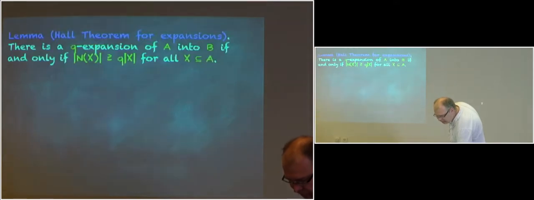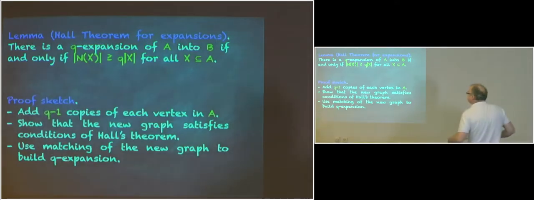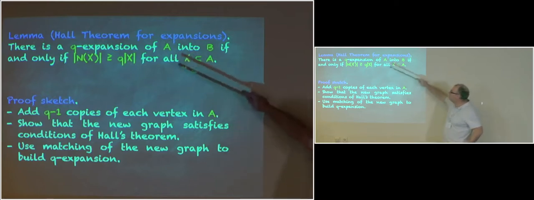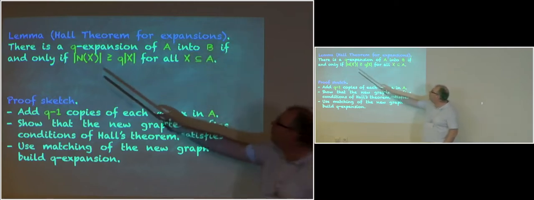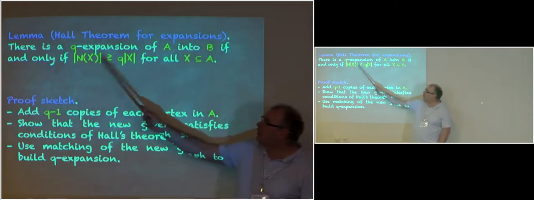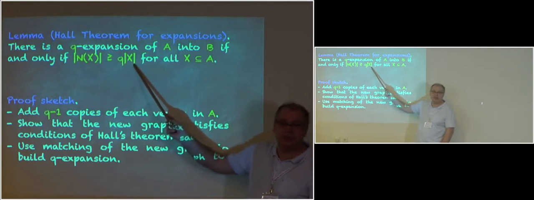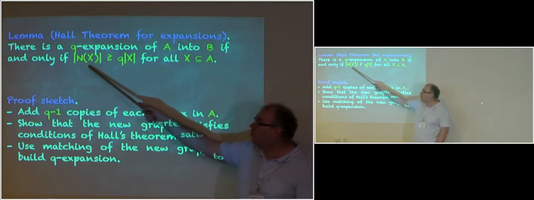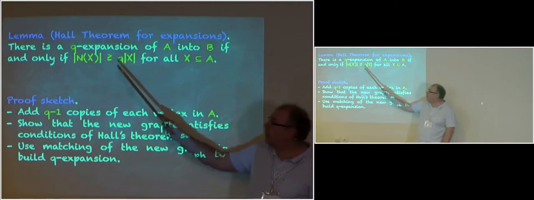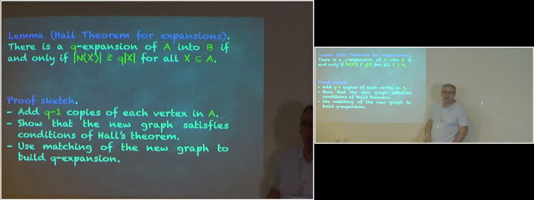Okay, that is a K expansion. And then there is the expansion lemma, which can be seen as an extension of Hall's theorem. So there is a Q expansion of A into B if and only if for every subset X of A, the neighborhood of X is at least Q times larger than the size of X. And again, for Q equal 1, it's exactly Hall's theorem.